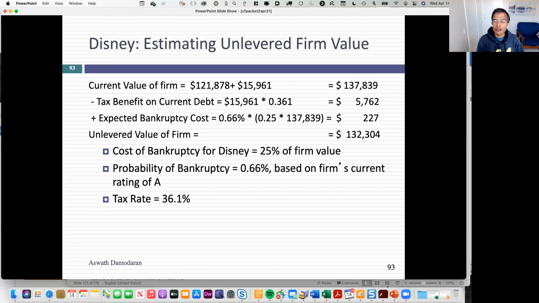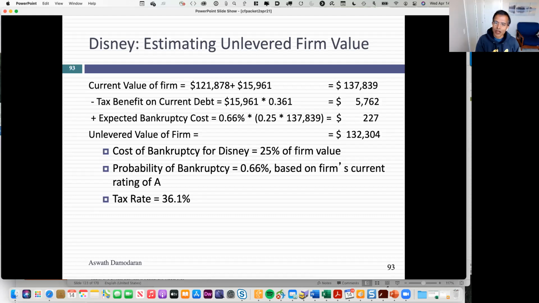You have $1 billion in debt and a 25% tax rate. Roughly speaking, the present value of your tax benefits is going to be 25% of $1 billion, which is $250 million. So I'm subtracting out the tax benefits from debt. Let me pause there. Is everybody clear on why I'm subtracting it out? It's because without the debt, I'd lose the tax benefits.